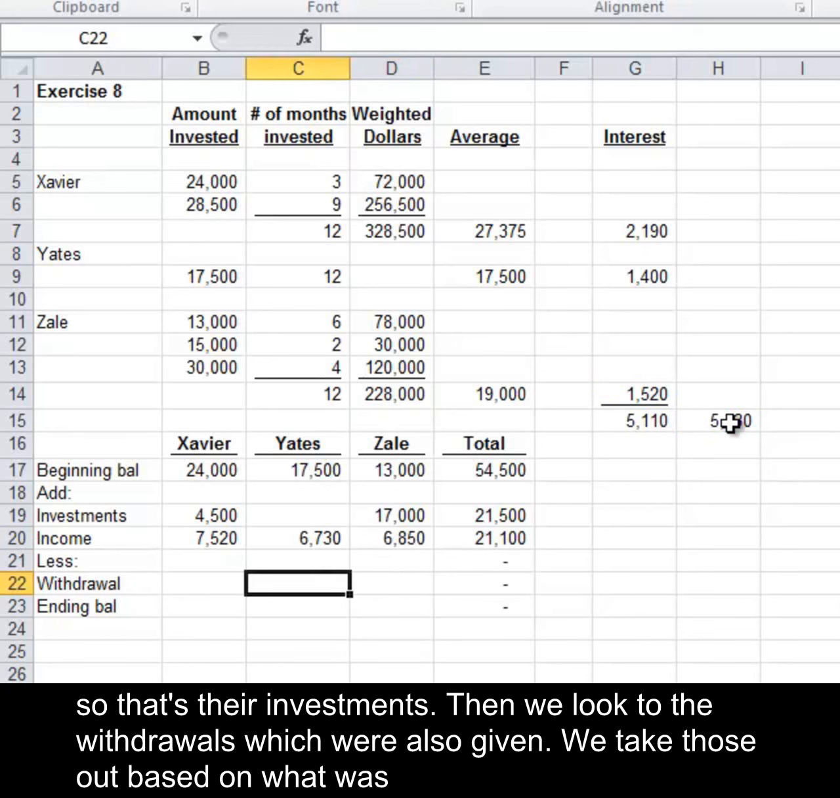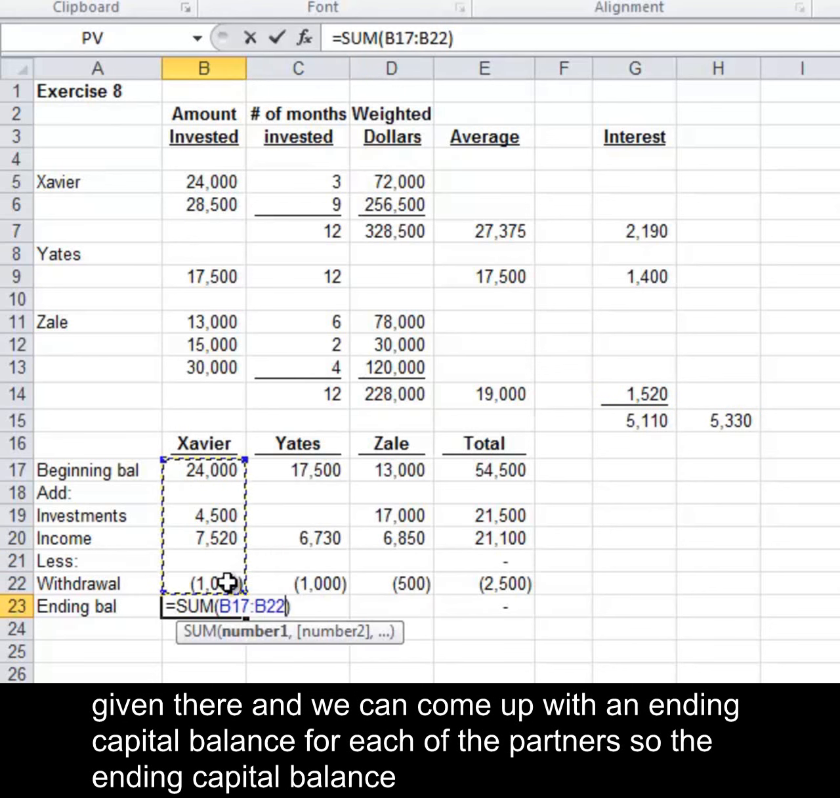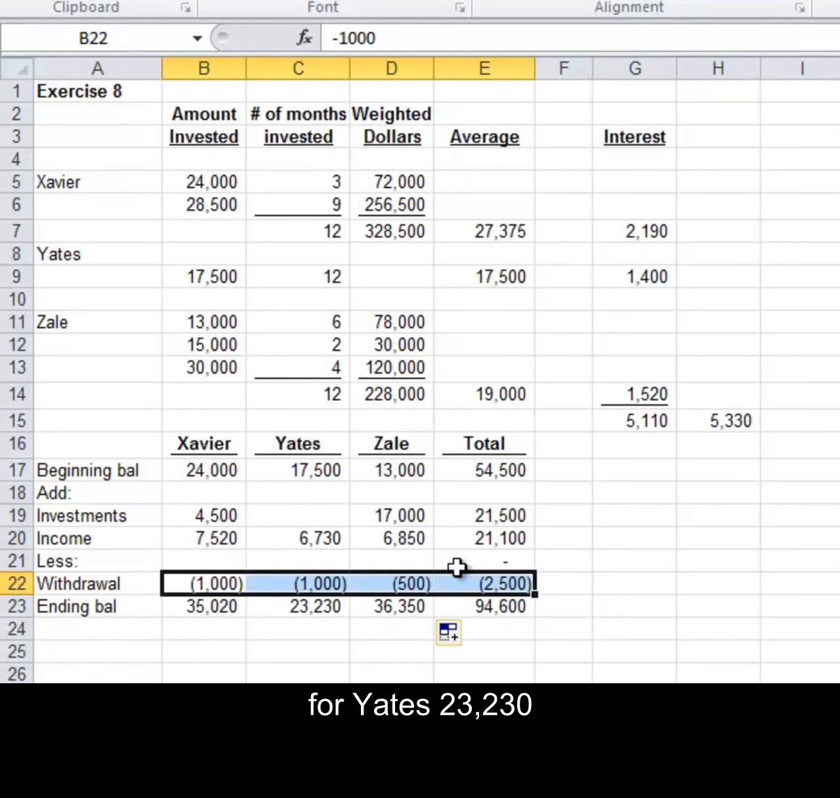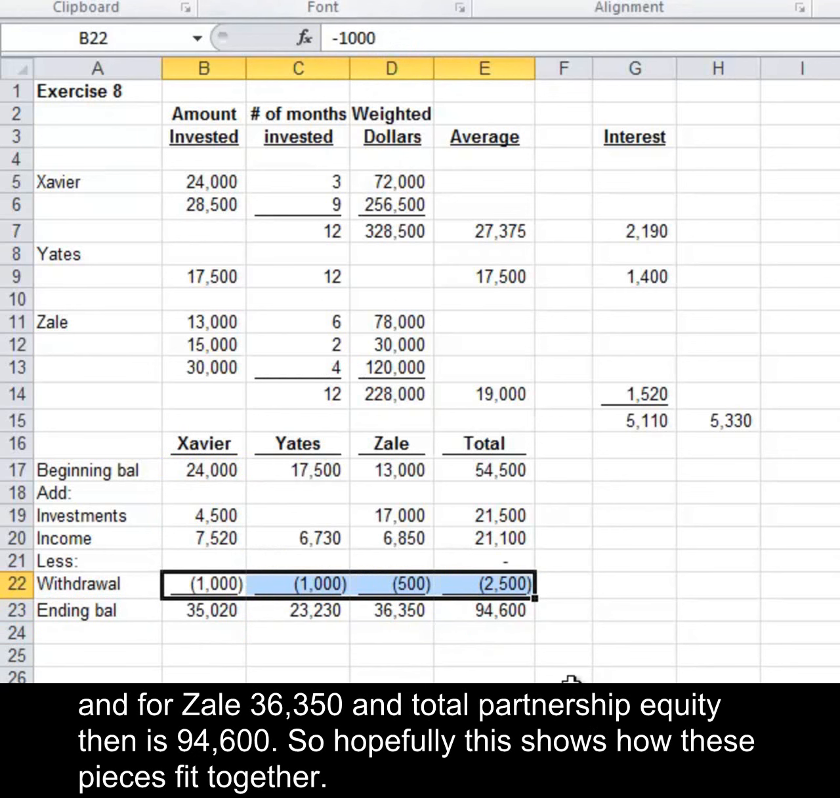So that's their investments. Then we look to the withdrawals, which were also given. We take those out based on what was given there, and we can come up with an ending capital balance for each of the partners. So the ending capital balance for Xavier is 35,020, for Yates 23,230, and for Zale, $36,350, and total partnership equity then is $94,600. So hopefully this shows how these pieces fit together.